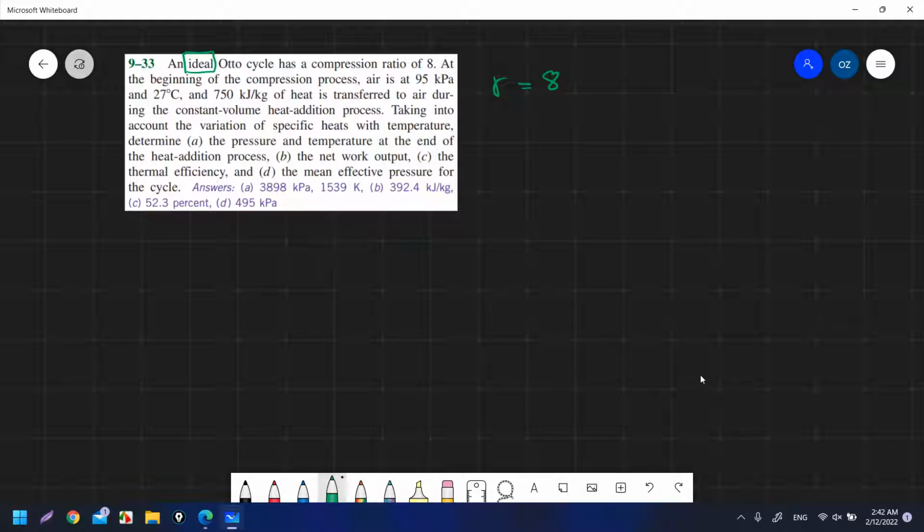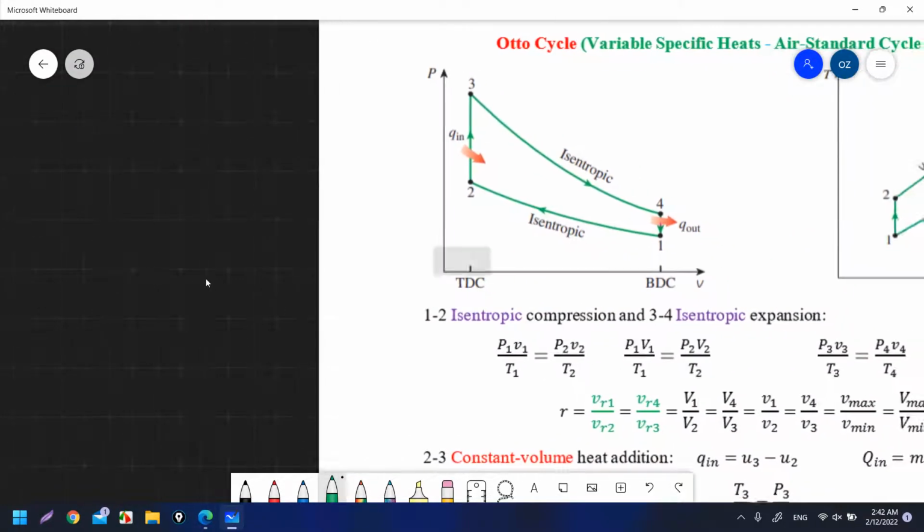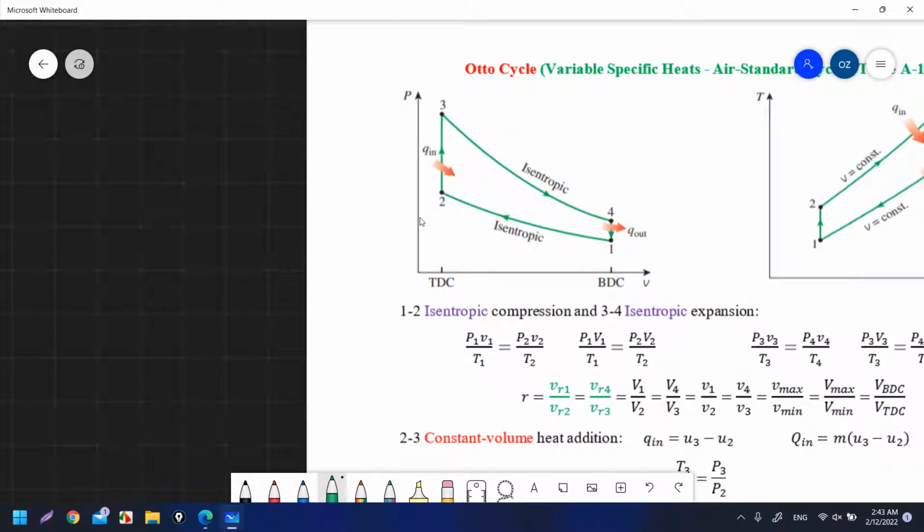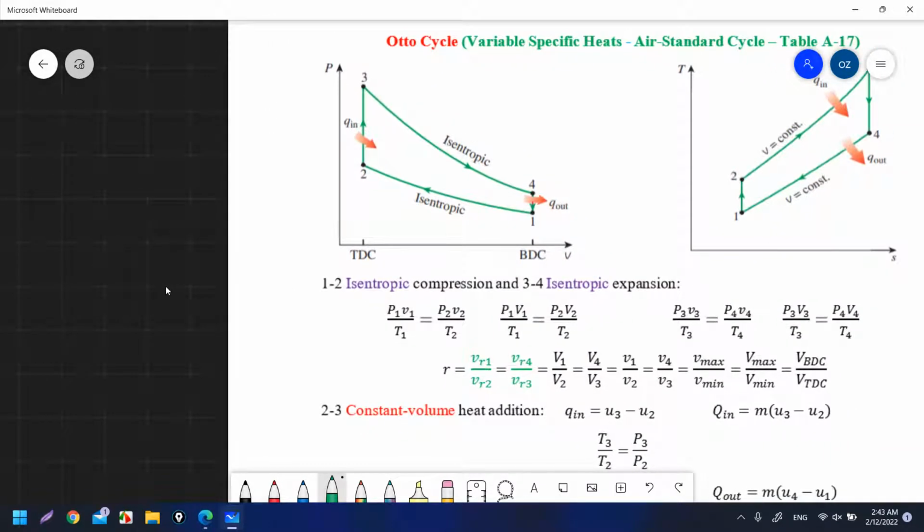And for r, it is the compression ratio, from its name. It is a ratio between the maximum volume over the minimum volume. The maximum volume is at the bottom dead center, and we call it V1 because it is at state 1. V1, as you can see, is equal to V4, and either you write it in volume or specific volume, V1 equals V4 also. And the minimum volume is at the top dead center, and it is equal to V2, and V2 equals V3, and you can write it in the specific volume, v2 equals v3.